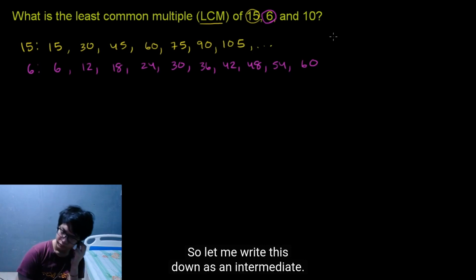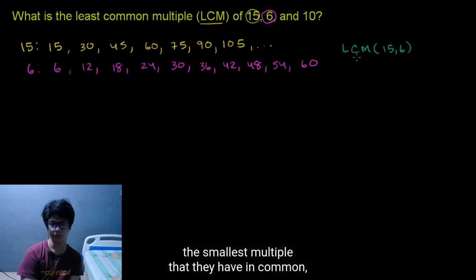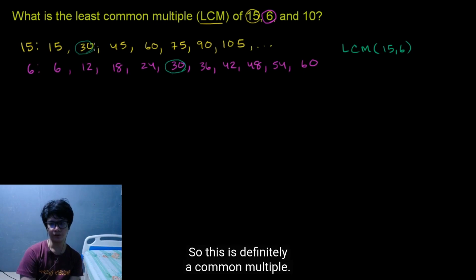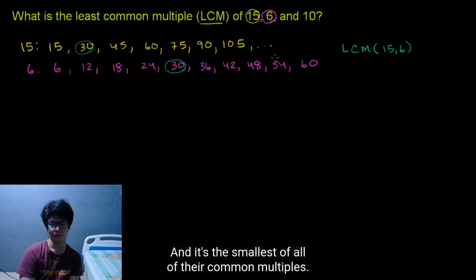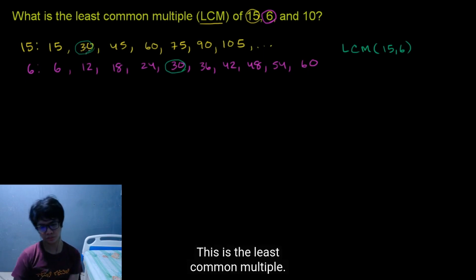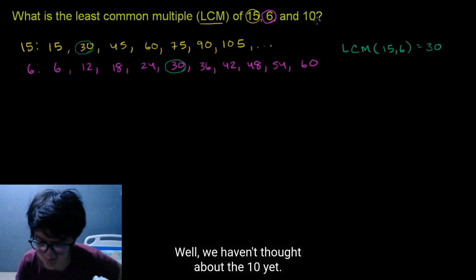So let me write this down as a kind of intermediate. The LCM of 15 and 6. So the least common multiple, the smallest multiple that they have in common, we see over here. 15 times 2 is 30. And 6 times 5 is 30. So this is definitely a common multiple, and it's the smallest of all of their common multiples. 60 is also a common multiple, but it's a bigger one. This is the least common multiple. So this is 30.